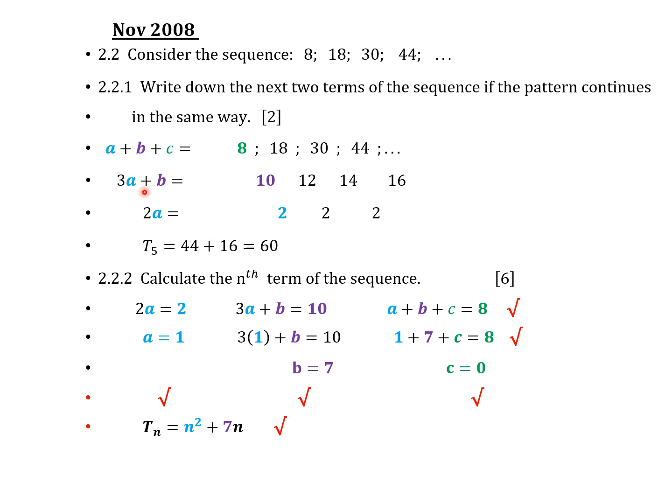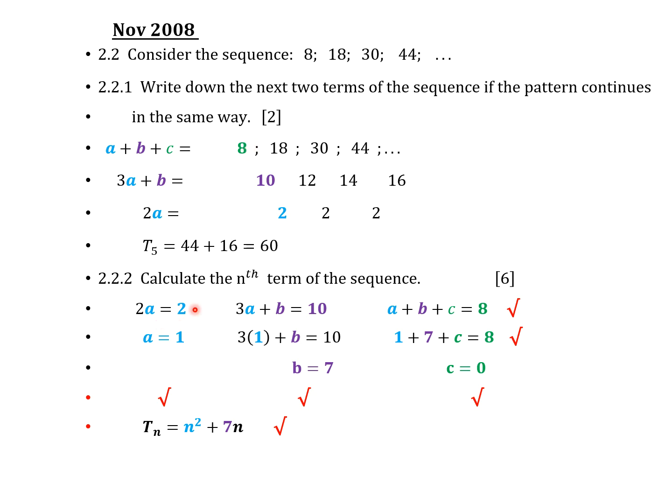So we need to know and memorize, and I think somewhere in one of your lessons I've done how we got 2a, 3a plus b, a plus b plus c. But 2a will always equal the first term of the second difference, 3a plus b equals the first term of the first difference, and a plus b plus c will equal the first term of the quadratic pattern.